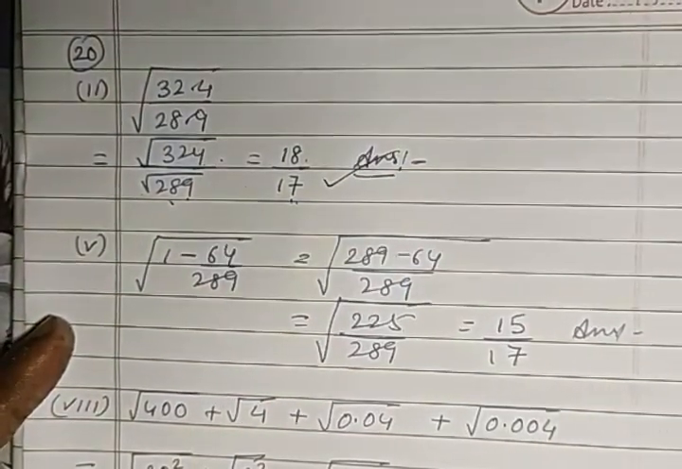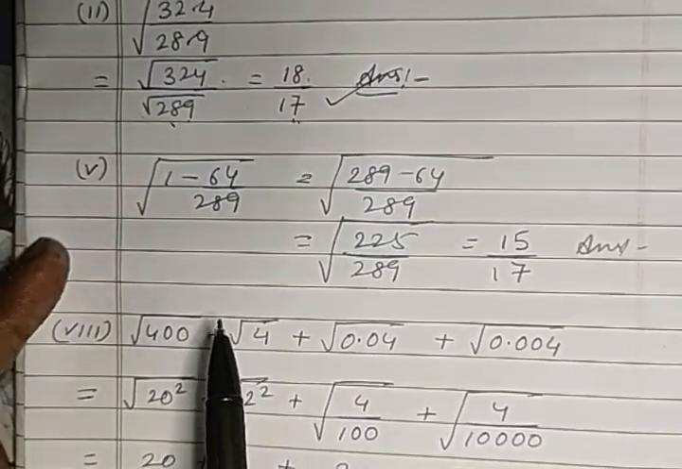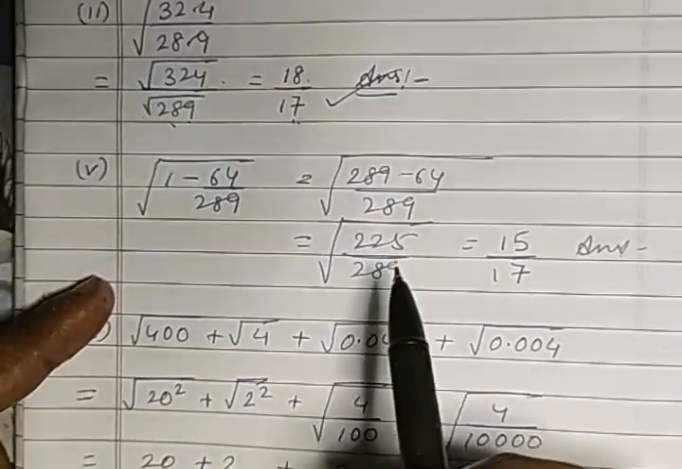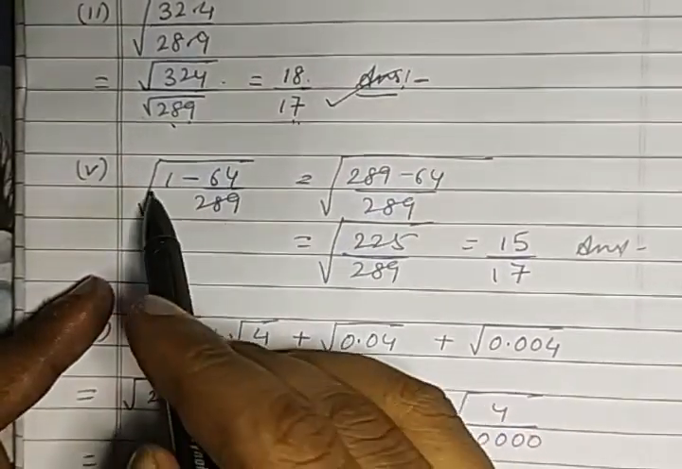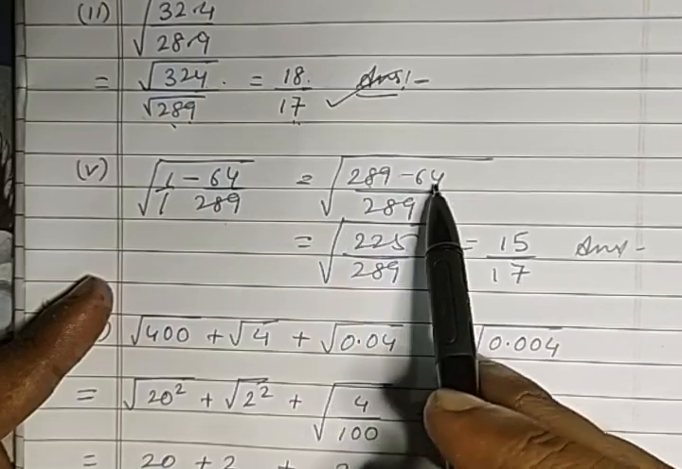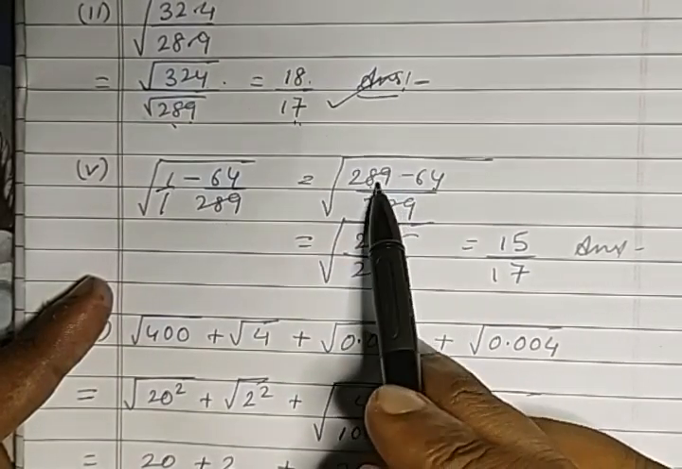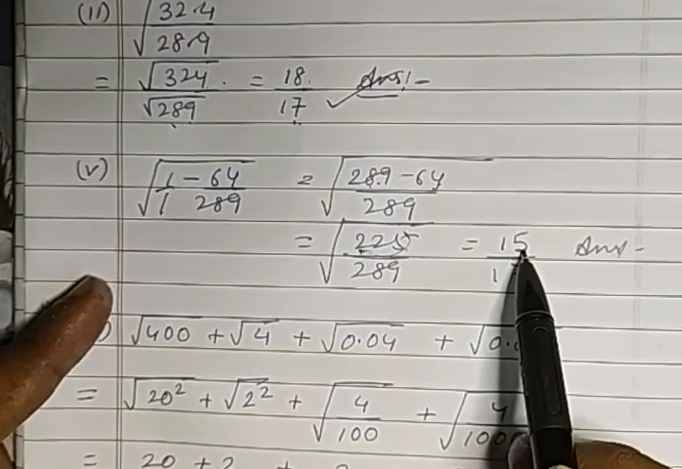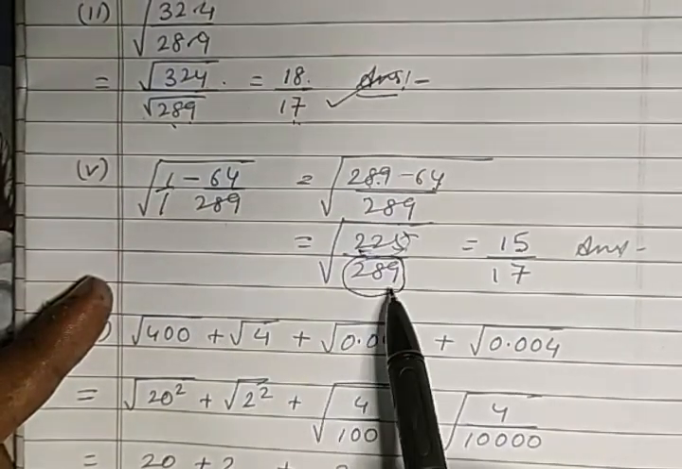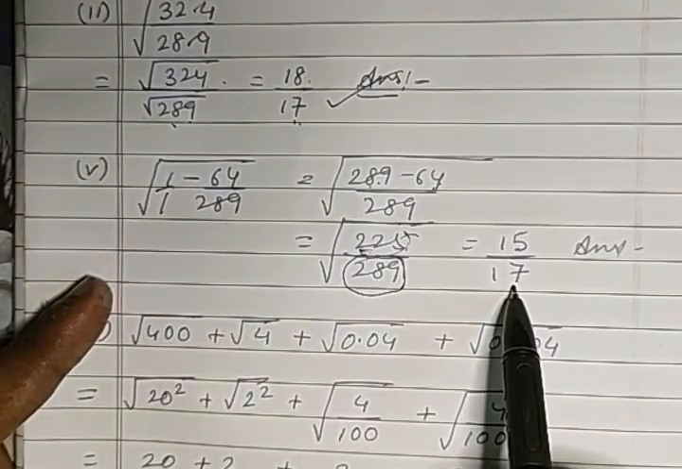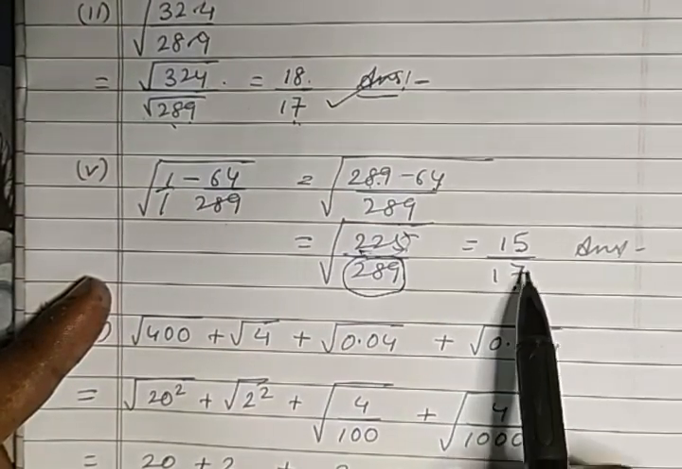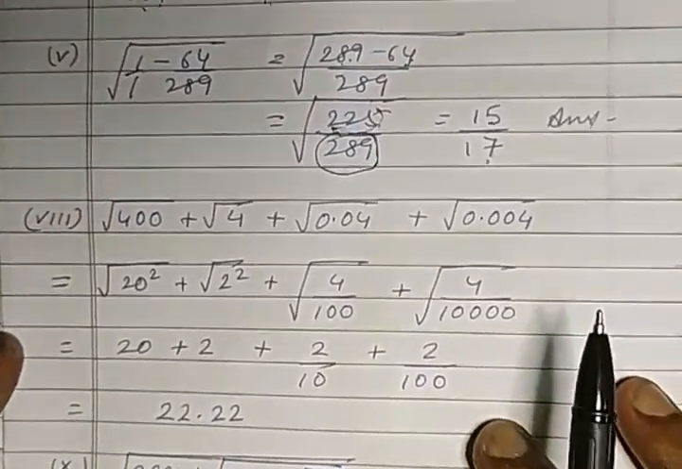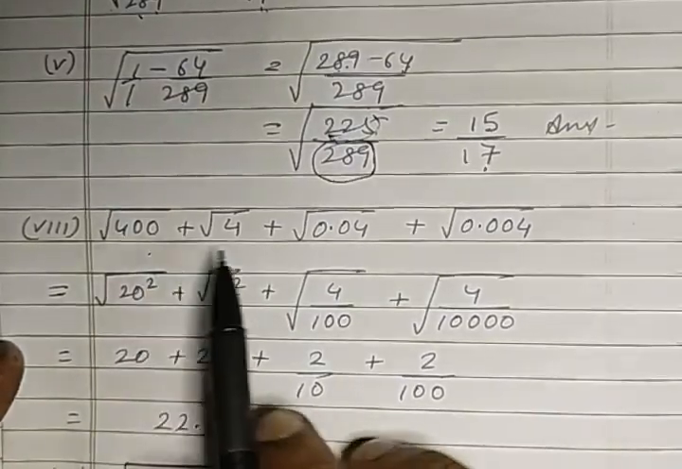Okay. Another kind of question, given in bit number 5, is 1 minus 64 by 289. You have to simplify this question a little bit: if we take the LCM we will get 289 minus 64 by 289. 289 minus 64 is 225, which is the square of 15, so I have written 15 outside the root, and 289 is the square of 17, so I have written 17 outside the root. So I am getting 15 by 17.